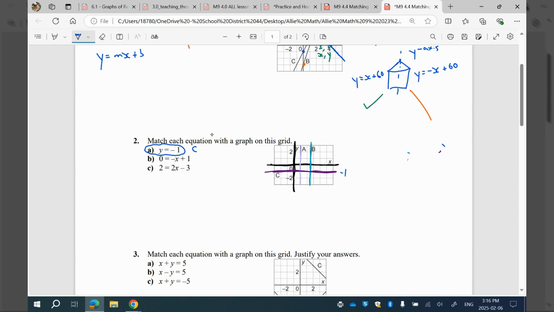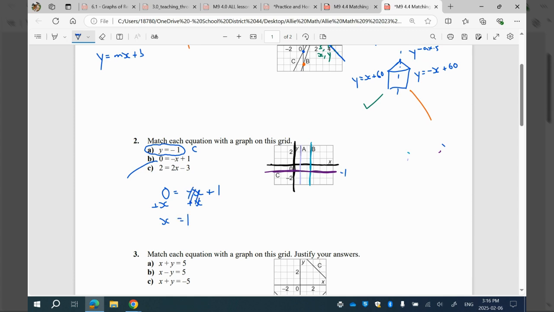Let's look at this next one. There are a couple ways we can think about it. We can make it into x equals something. Currently it says 0 equals negative x plus 1. We can move the x over to the other side of the equation, so we add a positive x to each side.